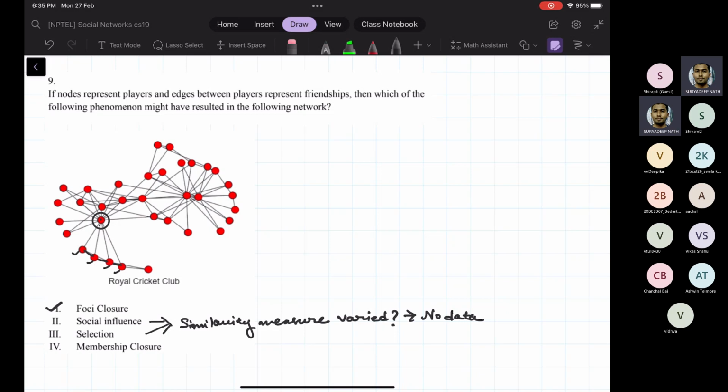Now is this a case of membership closure as well? Membership closure basically means that if two people are friends and one of them is a member of RCC, the other will also move towards becoming a member. If you consider this node and these four nodes, they first become friends, and there is also an edge from these nodes to the foci. So this can also be a case of membership closure. So foci closure and membership closure might have resulted in the following network. We are not sure how it happened, but these are the two possible types of closures that you can see from this network.